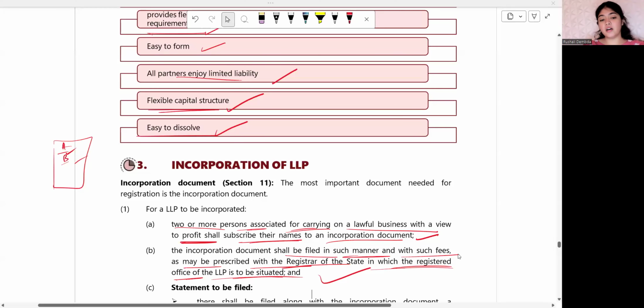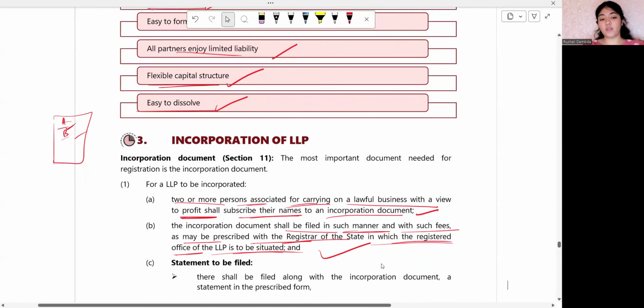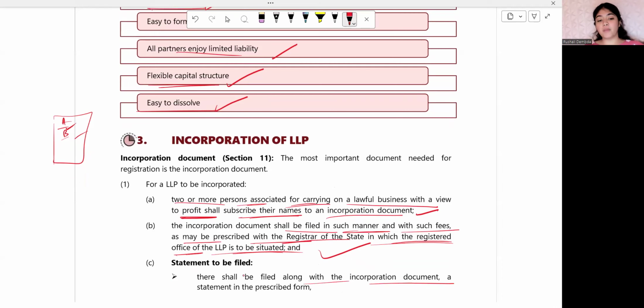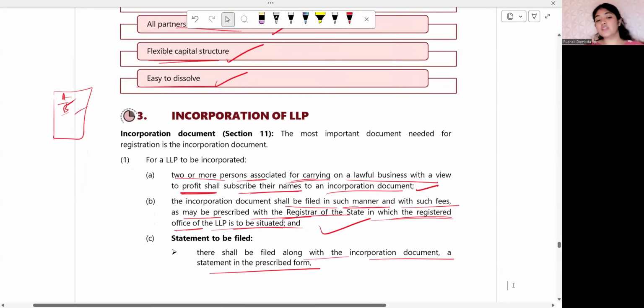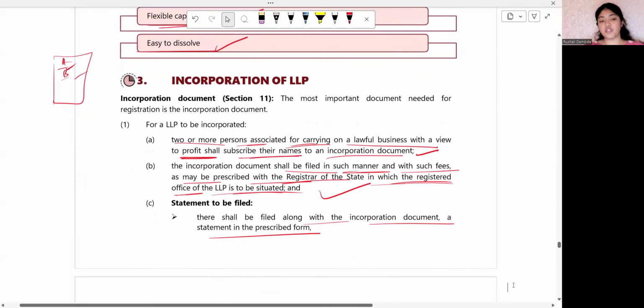Then, statement to be filed. Your LLP incorporation document should be filed with a statement along with your incorporation document. There shall be filed along with the incorporation document a statement in the prescribed form. Whatever format they give us, with that you will have to make a statement, and that is going to be filed with your incorporation document.